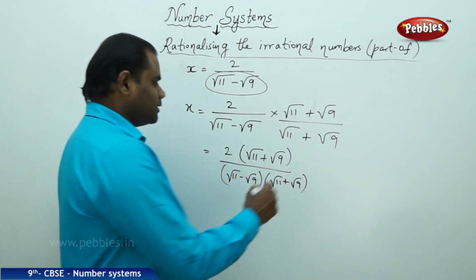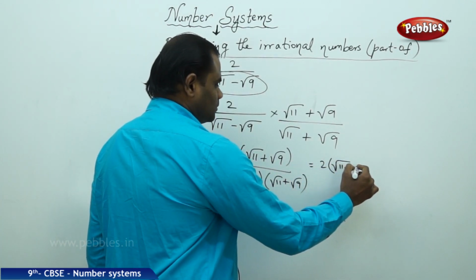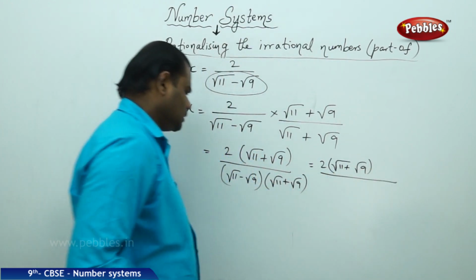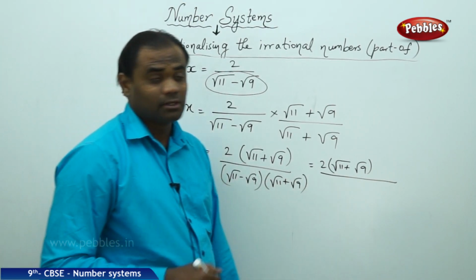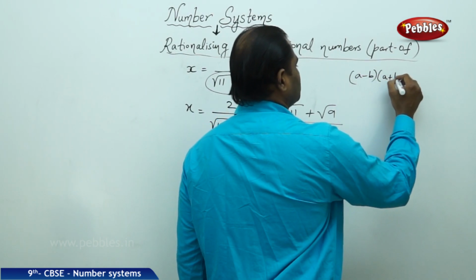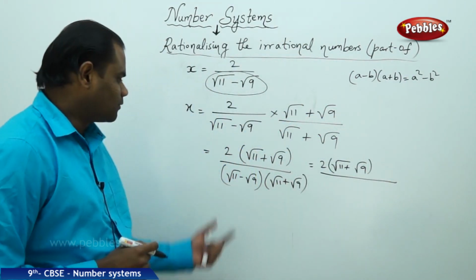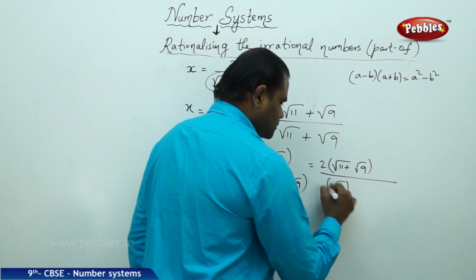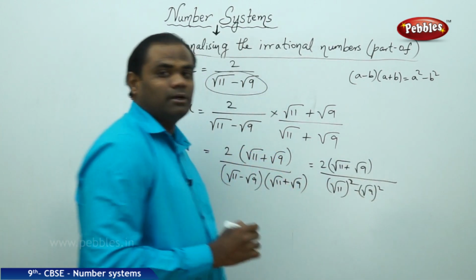Now clearly I see here that this is root 11 plus root 9 by, this is clearly in the form a minus b into a plus b, which we know through the formula that a minus b times a plus b is a square minus b square. And therefore, this minus this into this plus this is a square minus b square.